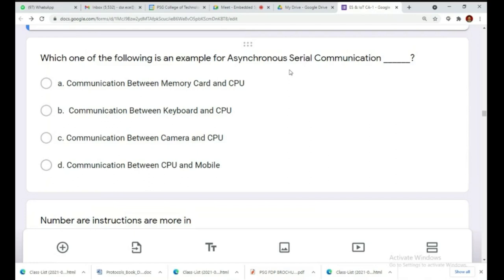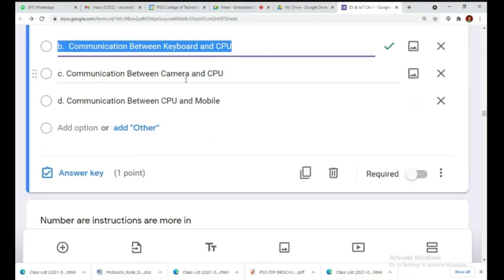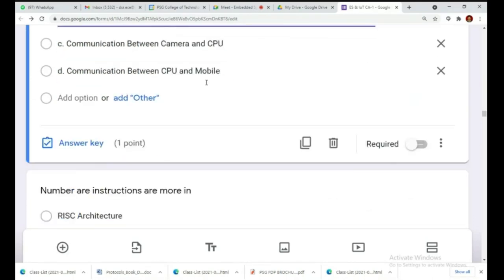So communication between keyboard and CPU is a good example of asynchronous serial communication. So the right answer is B. Communication between keyboard and CPU is the right answer.